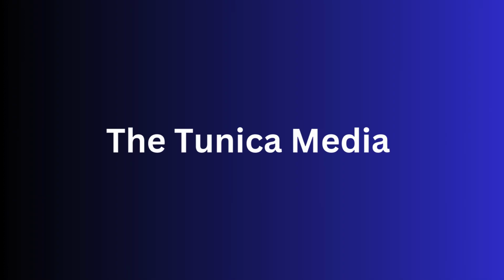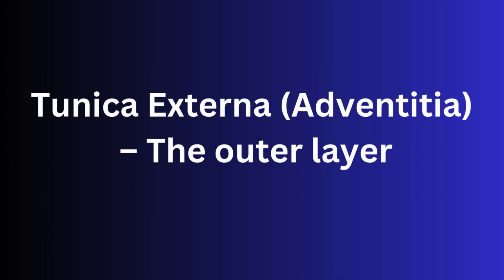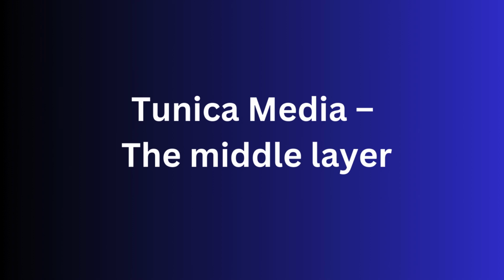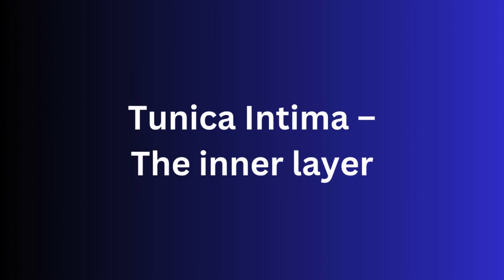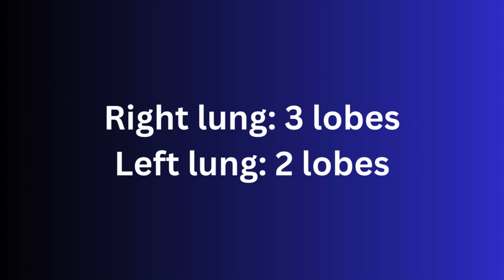What are the layers of the veins and arteries from outer to inner? Tunica externa adventitia, the outer layer. Tunica media, the middle layer. Tunica intima, the inner layer. How many lobes do the right lung and the left lung have? Right lung, 3 lobes. Left lung, 2 lobes.